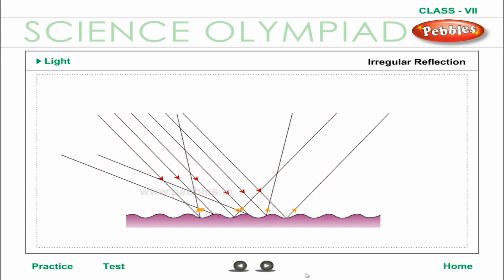If a parallel beam of light is incident on a rough surface, the reflected light spreads over a wide range of area. Such a reflection is called diffused or irregular reflection. It is the diffused light which enables us to see the objects around us.